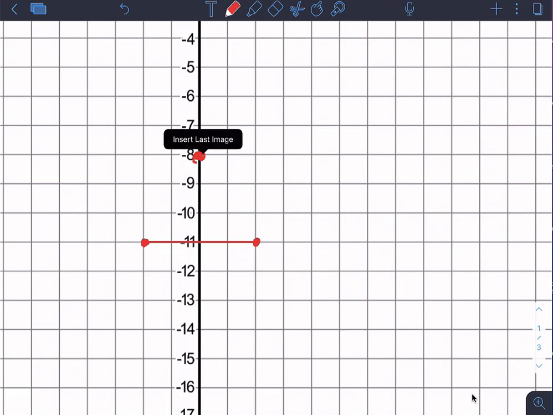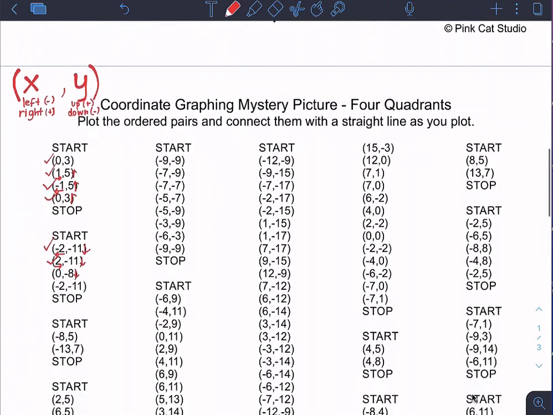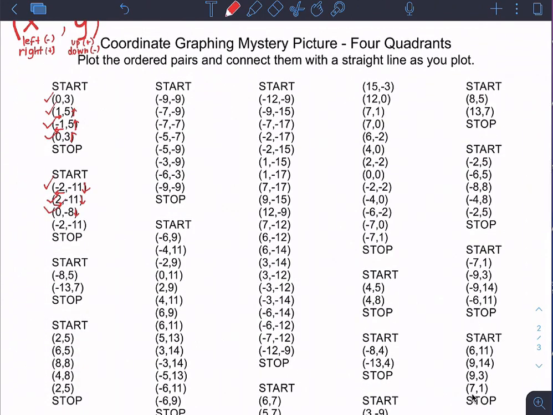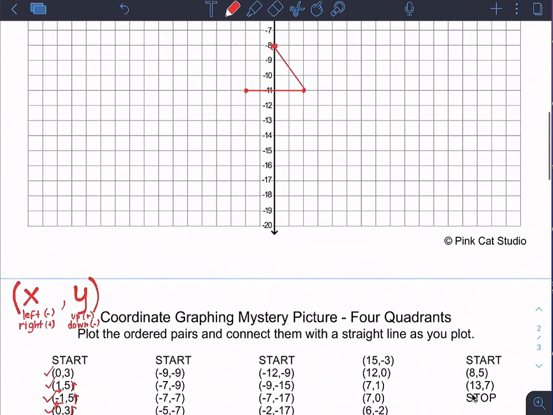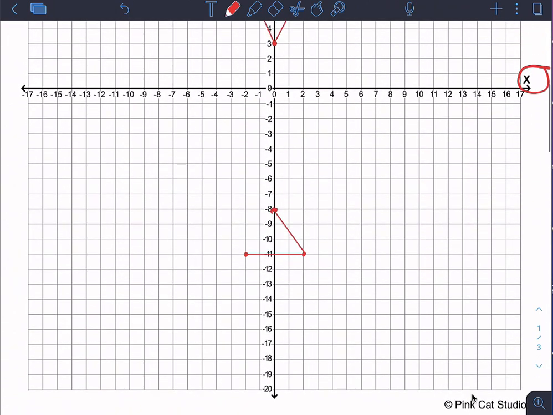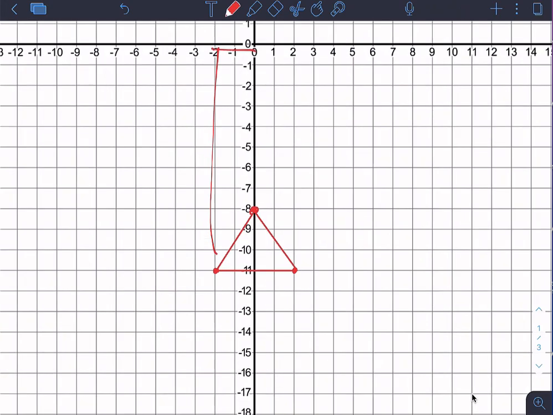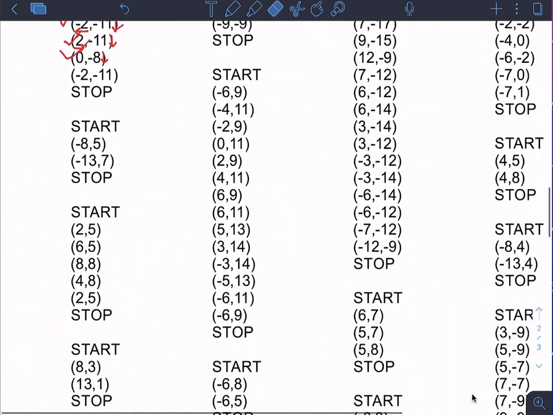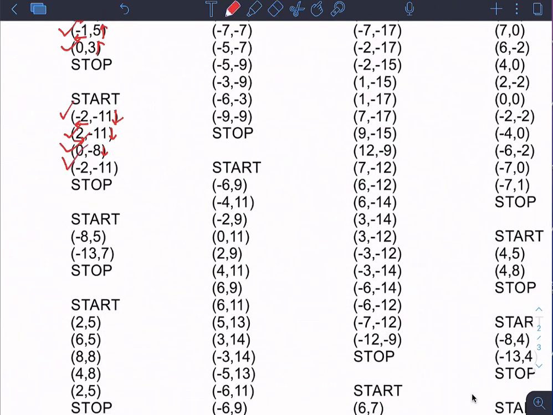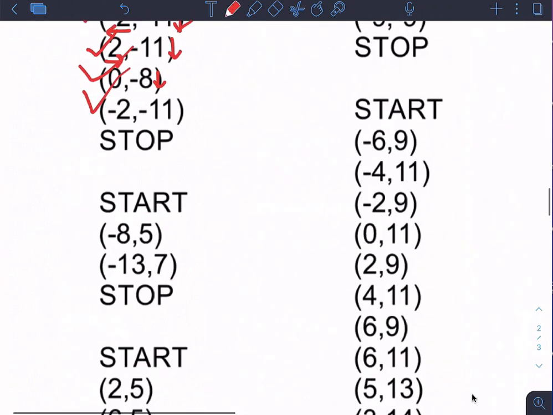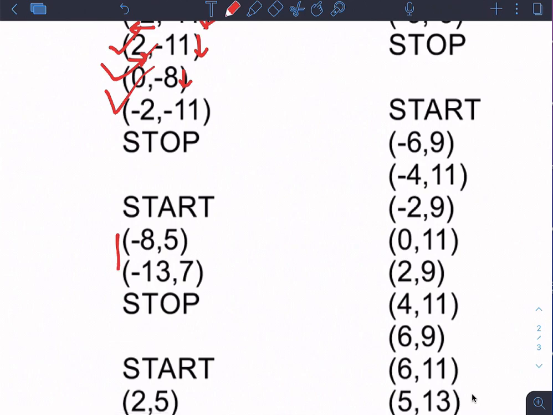And I'm connecting it to my point there. Okay, I've done that now, and the last one is -2, -11. So to the left 2 and down 11. I've already got a point there, so I'm just going to connect it to where I started. Again, crossing that off to show I'm done, and then it says stop again. So the next one, I'm not going to connect it to my next dot. I am going to connect these 2 together.